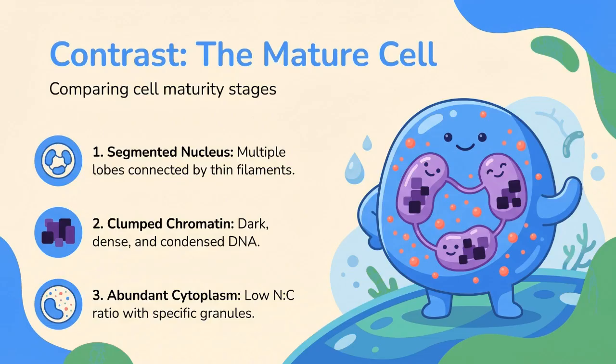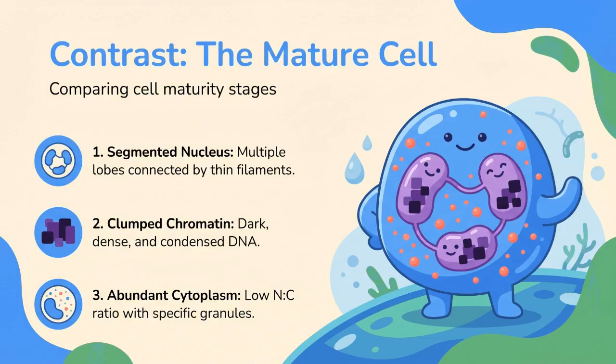on its specialized functions. Furthermore, mature cells possess abundant cytoplasm, which is often filled with specific granules that are crucial for their function. The nuclear to cytoplasmic ratio is low, as the cytoplasm occupies a much larger proportion of the cell. This distinct morphology of mature cells, segmented nucleus, clumped chromatin, and abundant, often granulated cytoplasm, stands in stark opposition to the features of blasts. Understanding this contrast is fundamental for accurately identifying immature cells and distinguishing them from their fully differentiated counterparts.